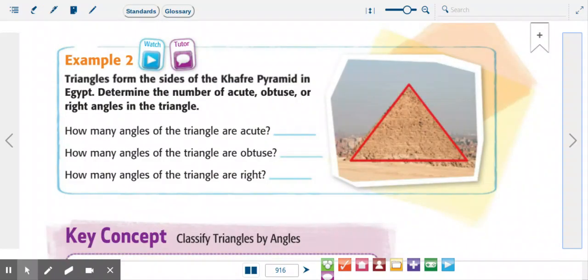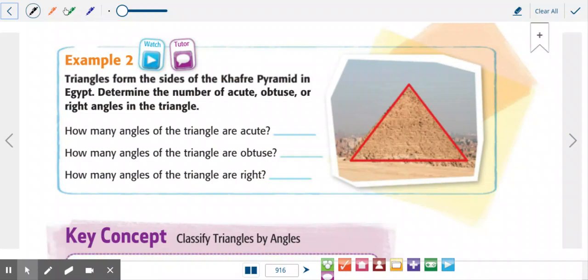All right, so now triangles form the sides of the Khafre pyramid in Egypt. Determine the number of acute, obtuse, or right angles in the triangle. So we're going back to what we were doing yesterday with angles. Remember, obtuse angles are those really big ones. They're so big, they're kind of obnoxious, right? They're obtuse. They're bigger than 90 degrees. And then acute means that they're little and they're cute, right? And then right angles are like what you see on doors or walls. They form that nice straight line. They are those L's, okay?